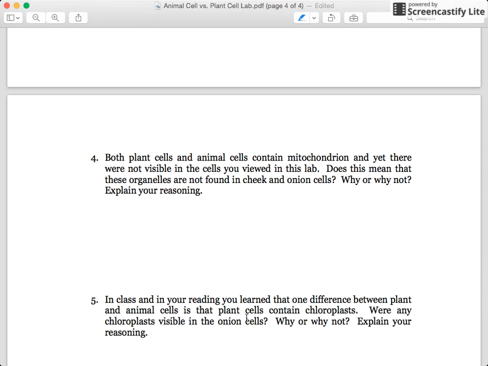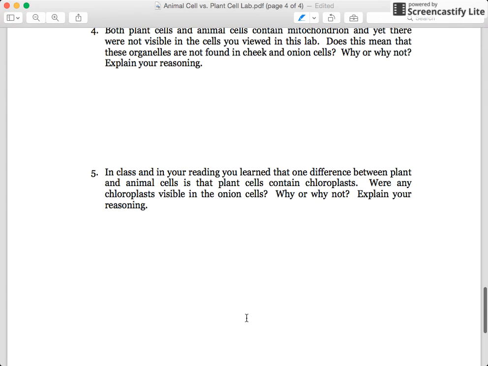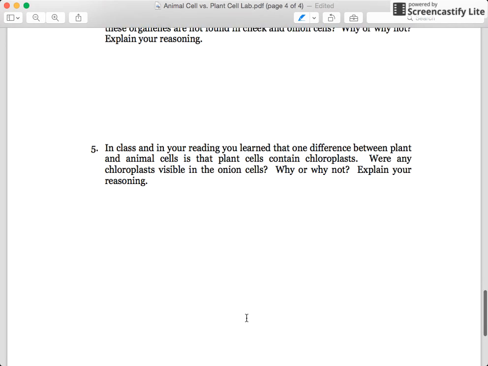Both plant cells and animal cells contain mitochondria, and yet they were not visible in the cells you viewed in this lab. Does this mean that these organelles are not found in the cheek and onion cells? Why or why not? Make sure to explain your reasoning. Last question. In class and in your reading, you learned that one difference between plant and animal cells is that plant cells contain chloroplasts. Were any chloroplasts visible in the onion cells? Why or why not? Again, explain your reasoning.